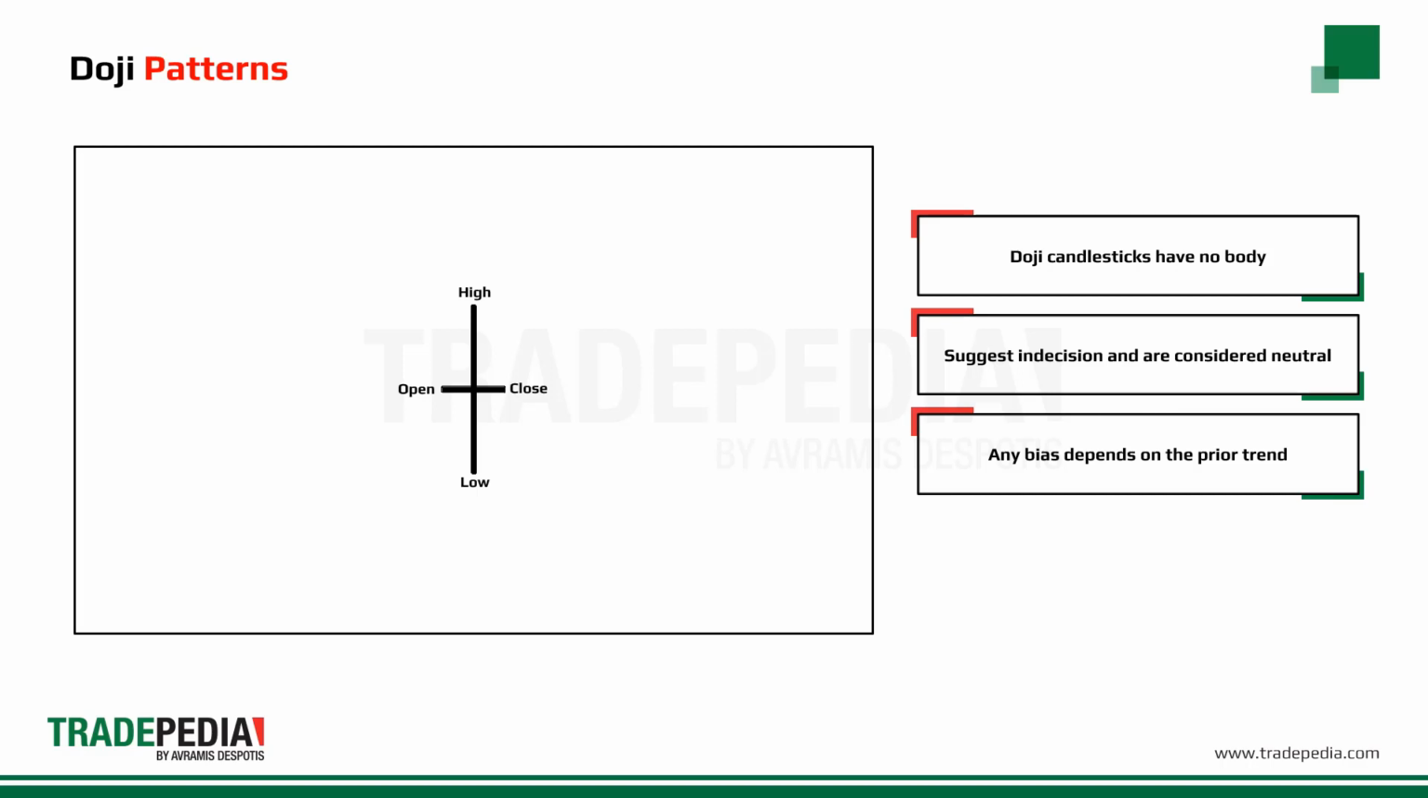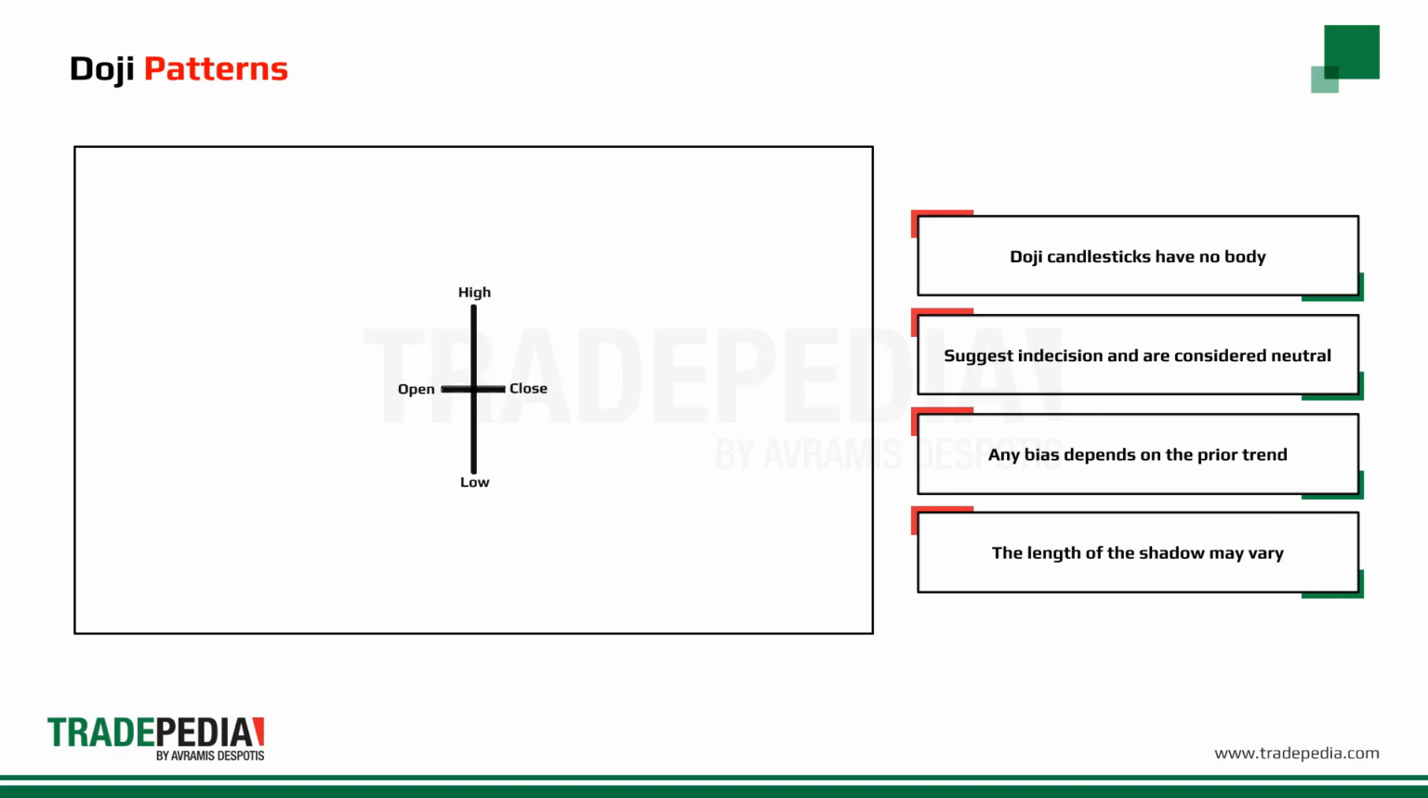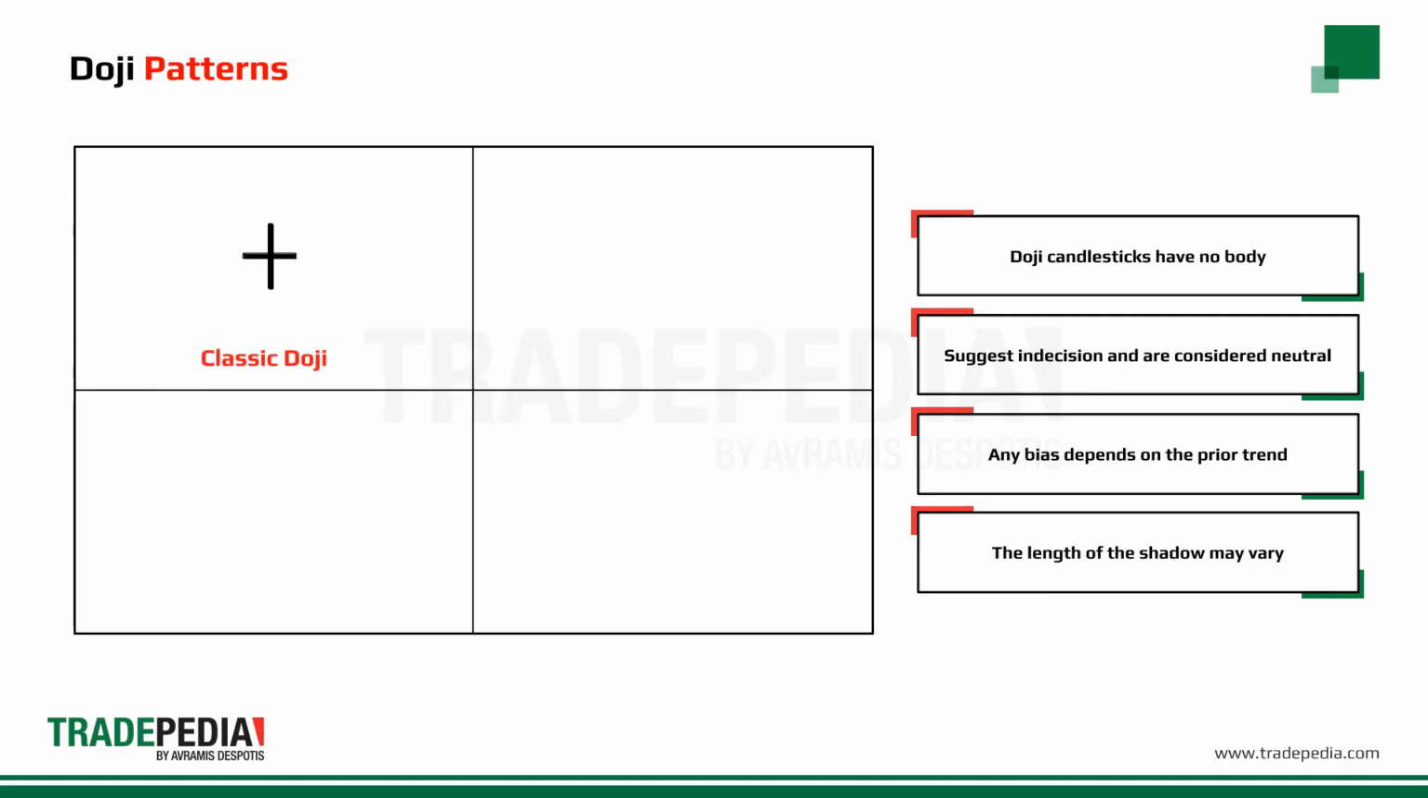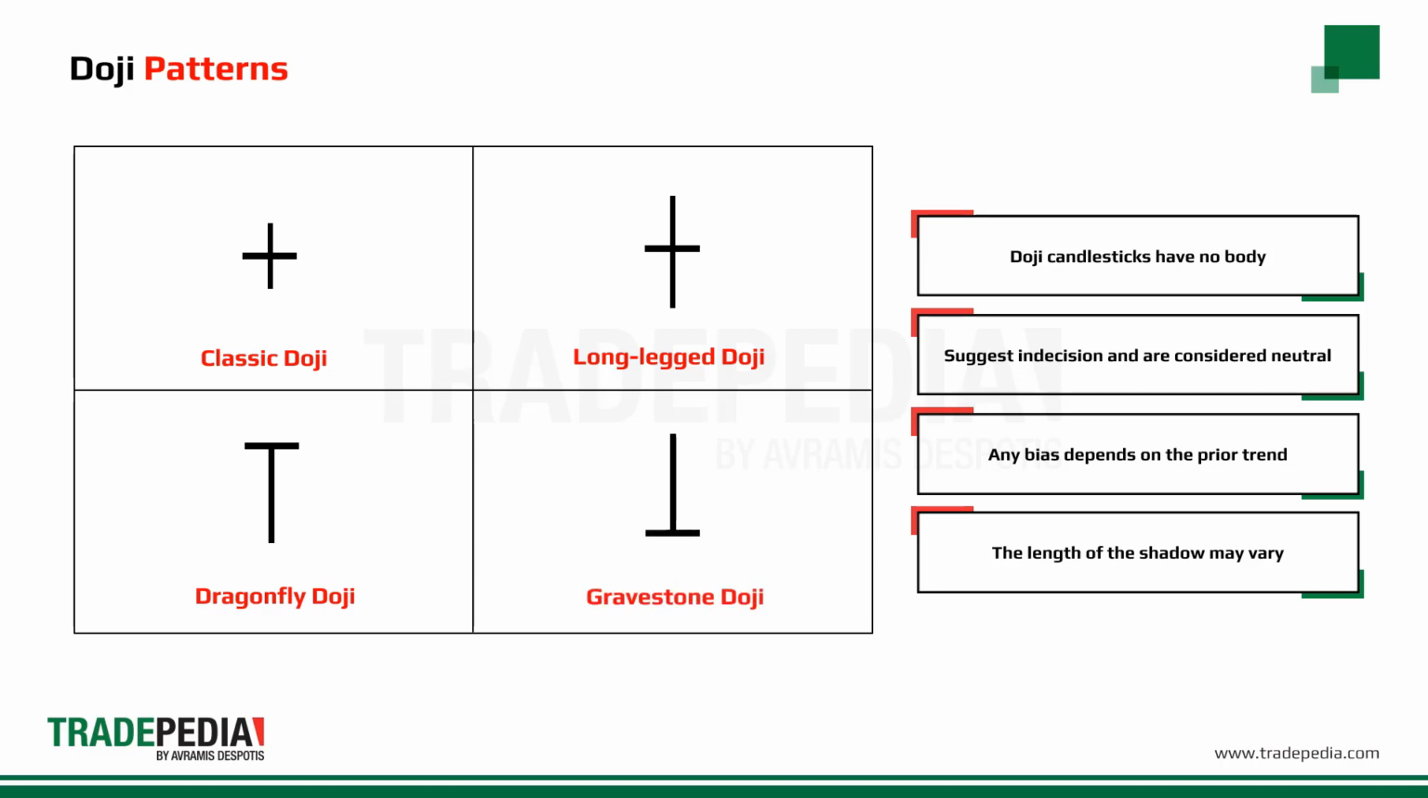While doji is the name given to any candle that shares its open and close price, the length of the shadow may vary, allowing for a distinction between types of dojis. A doji with relatively small shadows is also known as a classic doji. A doji with large upper and lower shadows is known as a long-legged doji. A doji with no upper shadow, but a very long lower shadow, is known as a dragonfly doji. A doji with no lower shadow, but a very long upper shadow, is known as a gravestone doji.